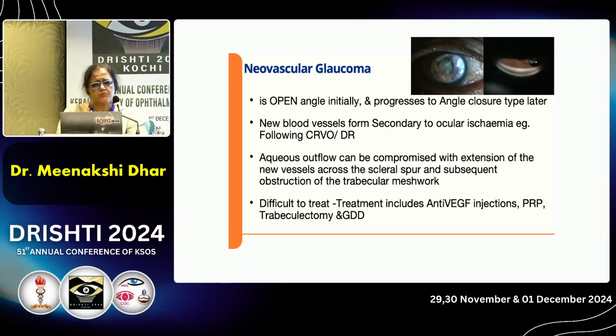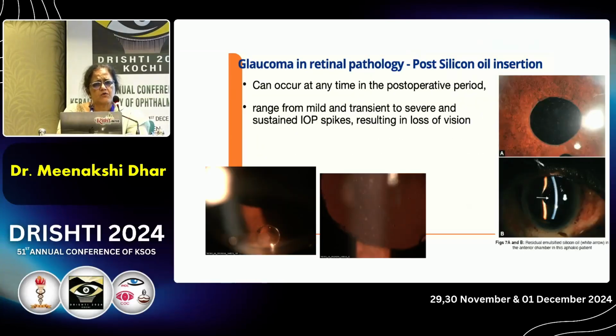And there are new blood vessels which are forming, in two-thirds of these patients either with a history of CRVO or with diabetic retinopathy, and they are difficult to treat. Treatment of course includes anti-VEGF and PRP, trabeculectomy, and the glaucoma drainage devices. Glaucoma can also occur, as Manoj had said, along with retinal pathology. So both the open angle as well as the angle closure can occur.